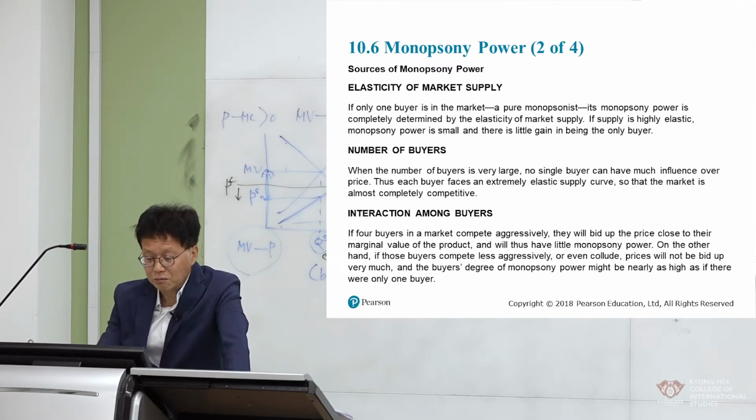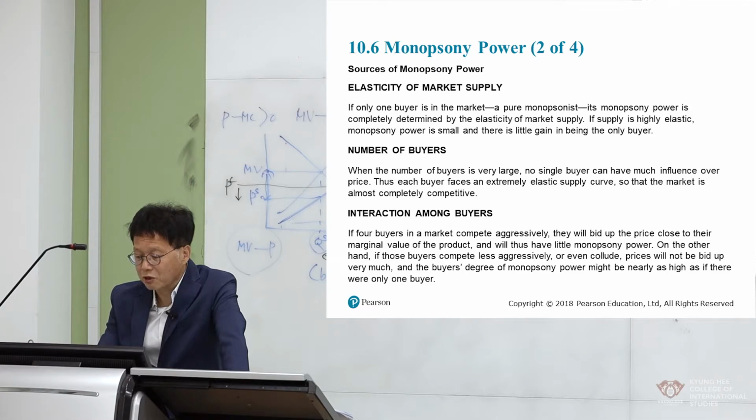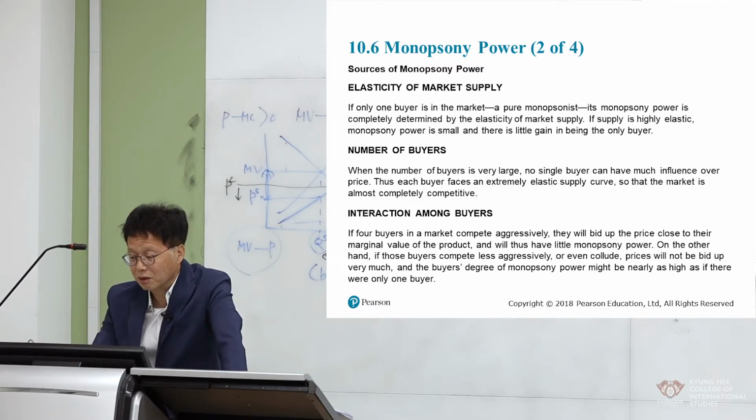Okay? And number three, interaction among buyers. If buyers in a market compete aggressively, they will bid up the price. Competition increases, right? Buyers compete aggressively. Then the price approaches the marginal value of a product, and they will thus have little monopsonic power.